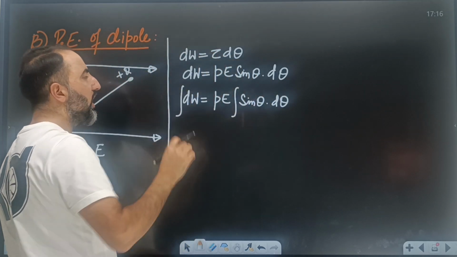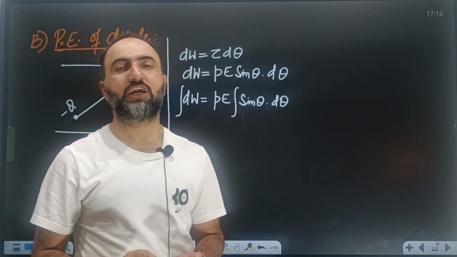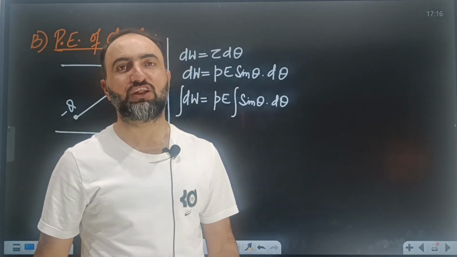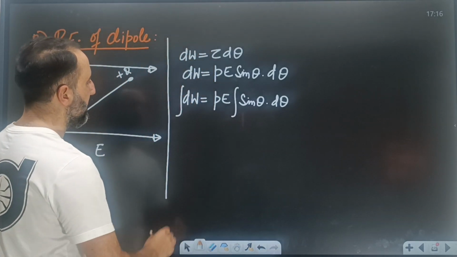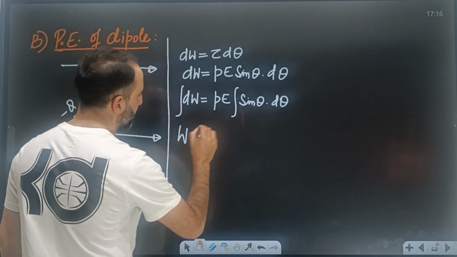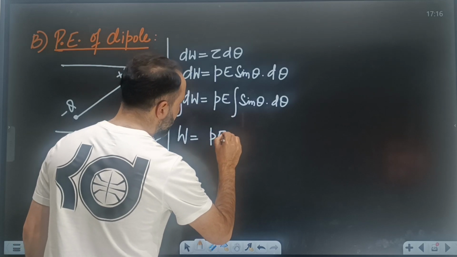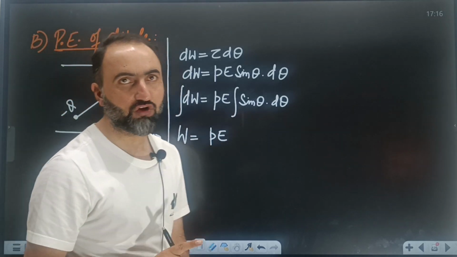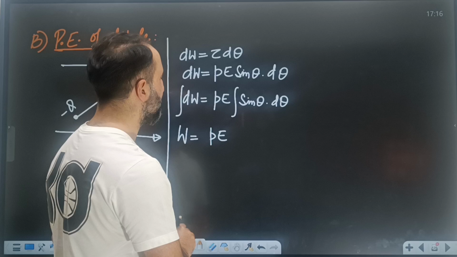This is actually the small amount of work done when the dipole is rotated by some very small angle, which is d theta. And this is the total work done. So here, W is equal to pE. What about the integration of sin theta? The differentiation of sin theta is cos theta. Integration of sin theta is minus cos theta.